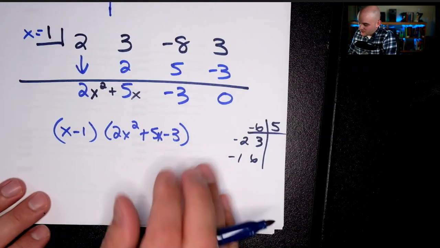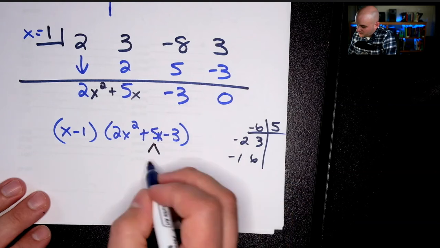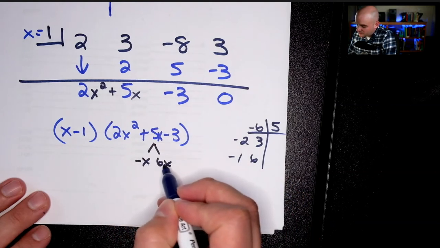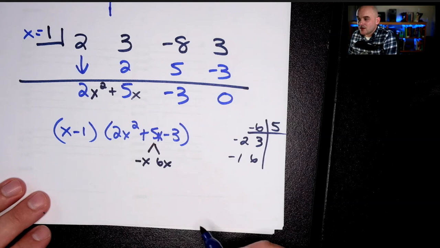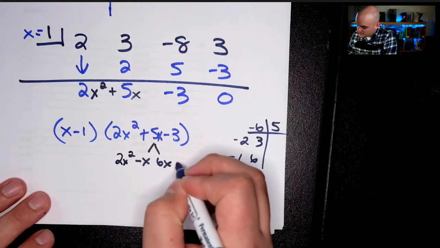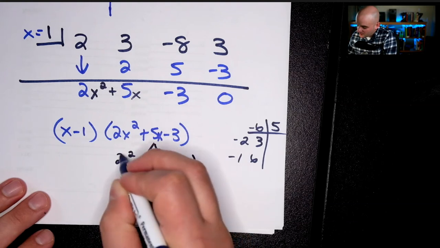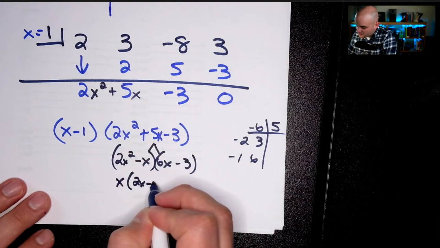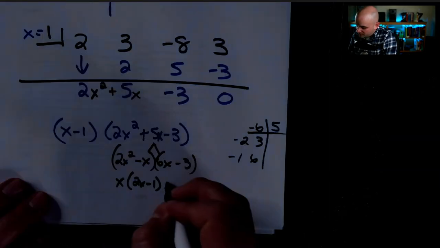So that means we got to take this 5x and split it up into negative x and 6x. Notice negative x plus 6x is 5x. So I'm not changing the value of the function, just changing the way it looks. Now I can factor by grouping. There is an x in common here. That gives me 2x minus 1. Over here, there's a 3 in common.